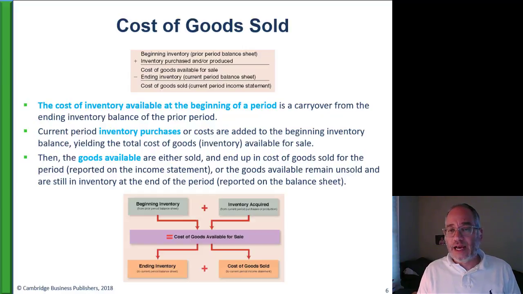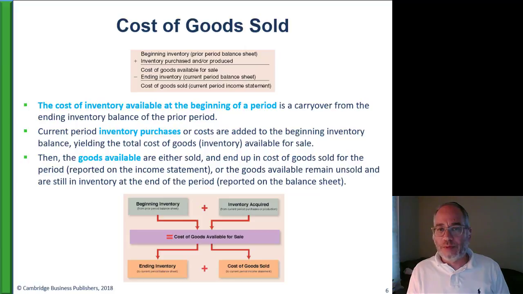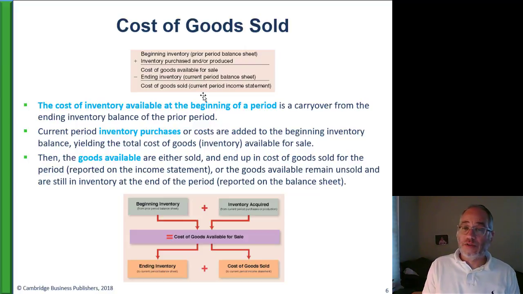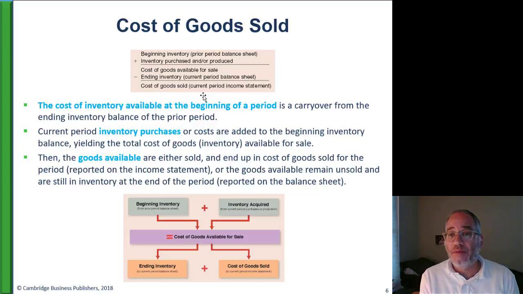Now let's go over again how to calculate cost of goods sold. Cost of goods sold, a basic formula, and this is a formula worth remembering. Beginning inventory plus purchases minus ending inventory equals cost of goods sold. Let me go over that again. Beginning inventory, which would be the same as ending inventory last period, plus inventory purchased minus ending inventory equals cost of goods sold.